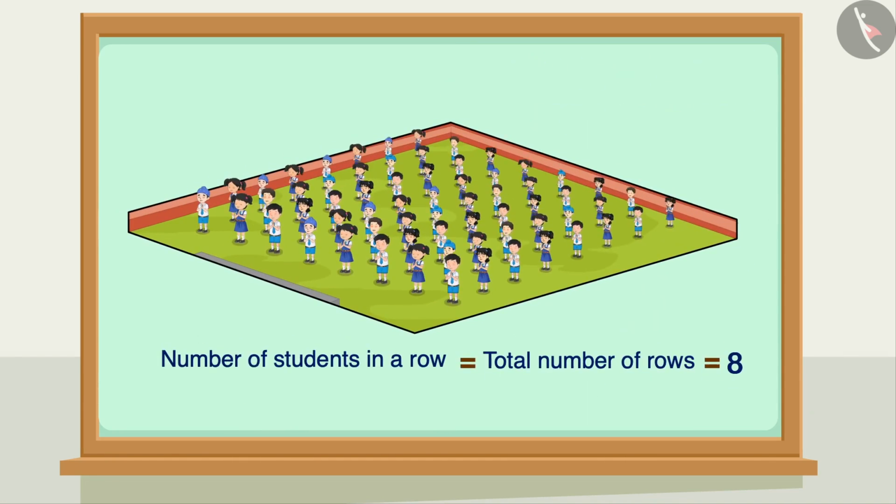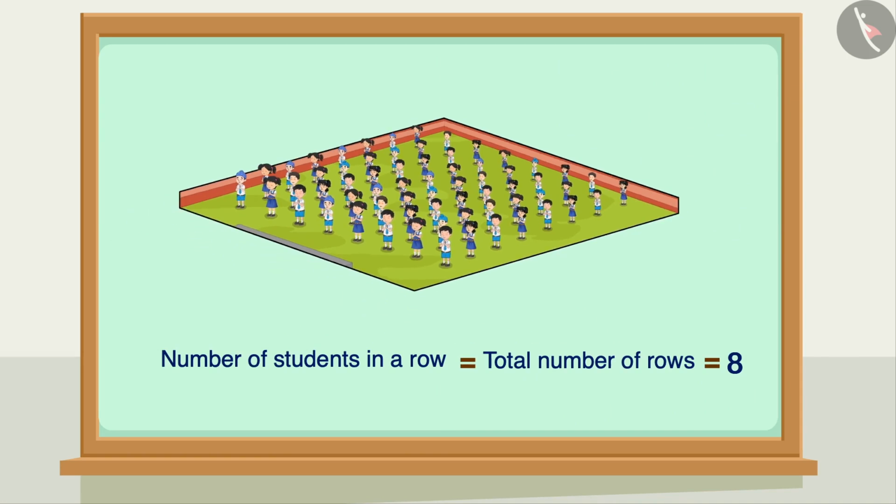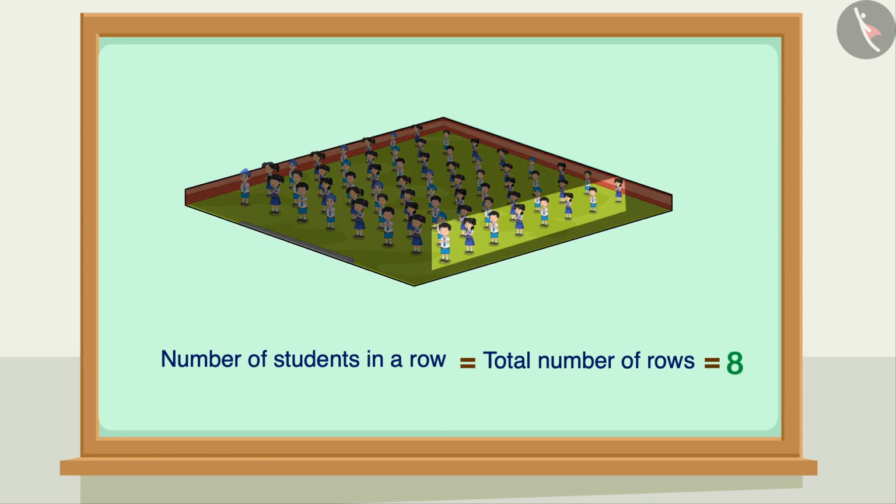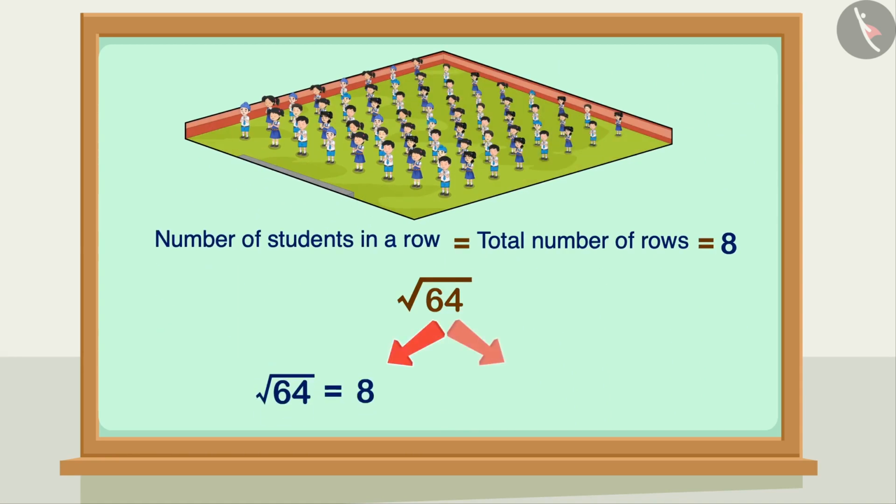So, in the parade, the students will stand in 8 rows and each row will have 8 students. The square root of the number 64 can be both 8 and minus 8. But because here we are talking about the number of students, in this case, only the positive square root will be taken.